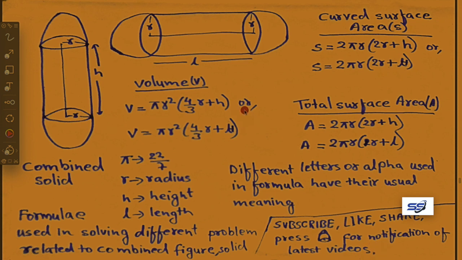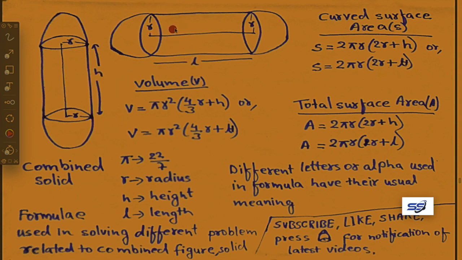Here some more formulas are given. See here, the figure has changed. R is given on both sides, this is H and this is L. In this figure also, R and L are given. If L and H are given, the formula shall be changed.